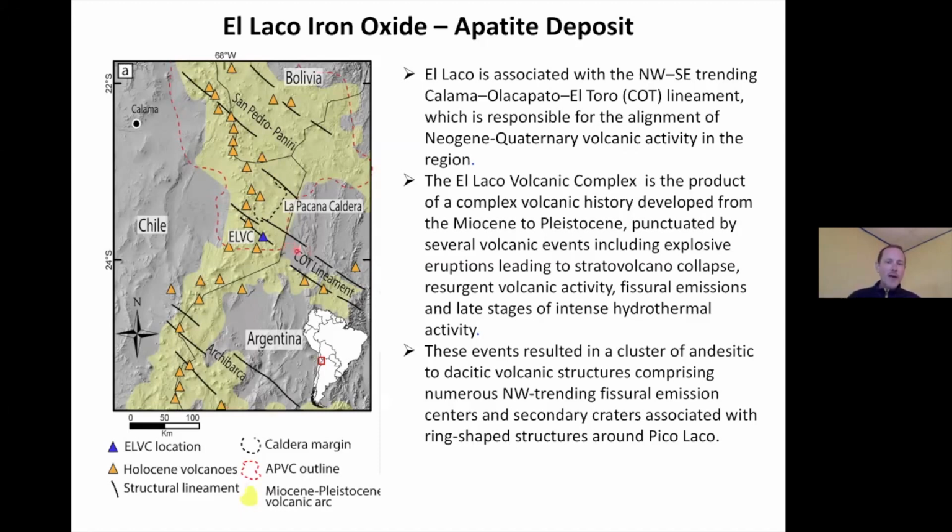The volcanic complex is punctuated by several volcanic events, including explosive eruptions that led to stratovolcano collapse, resurgent volcanic activity, fissural emissions, and late stages of intense hydrothermal activity. And these events are also correlated temporally with this cluster of andesitic to dacitic volcanic structures that comprise numerous northwest trending fissural emission centers that you see regionally around the El Laco volcanic complex.